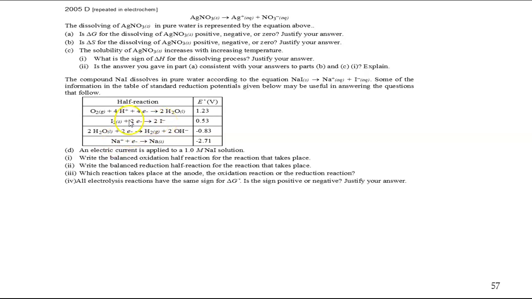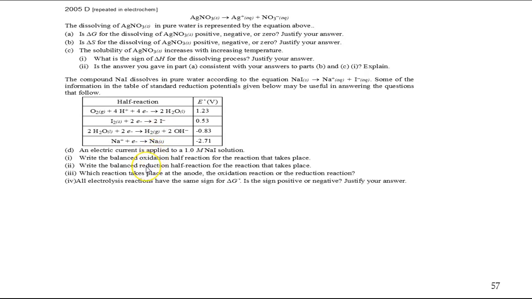That could lose electrons in the other direction here, right? To go 2I minus to I2, the E naught for that would be minus 0.53. Not too bad. Water could also be oxidized, right? Water could give up 4 electrons and turn into O2 and H plus. But that's minus 1.23. That's worse. So I think iodide will be oxidized. That's part little 1 here.